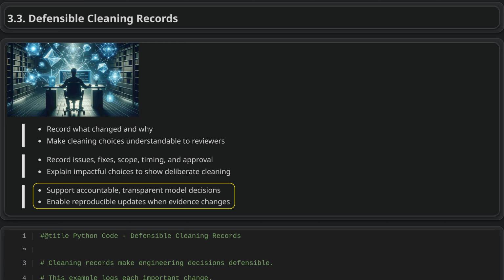Defensible cleaning records help show that data preparation was transparent, controlled, and aligned with engineering goals. This matters when model results are questioned or reused, especially for decisions affecting cost, operations, or safety. The records should explain key choices, such as how missing values, unusual events, or outliers were handled, without documenting every minor change. Clear records make it easier for stakeholders to trust the results and revise decisions when new information appears.